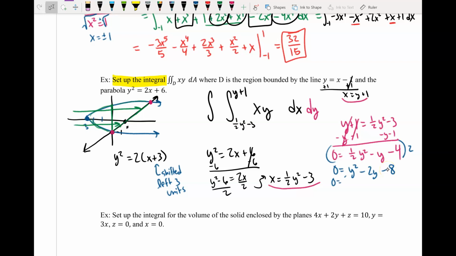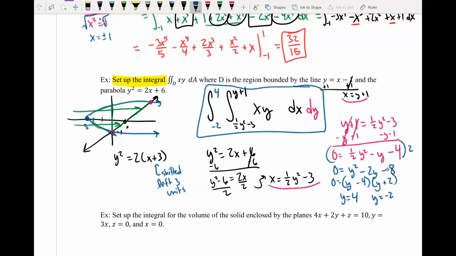So I can factor this guy out. This should be negative and positive, so you can see that y equals 4 and y equals negative 2 would be my values. Then in that case, your lowest y value should be negative 2, and my highest y value should be 4. Okay? And this is the setup. We just want to set it up. We don't want to evaluate it. This would be my solution for this problem.